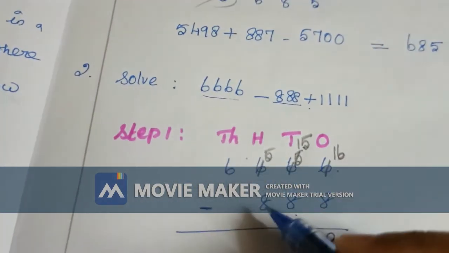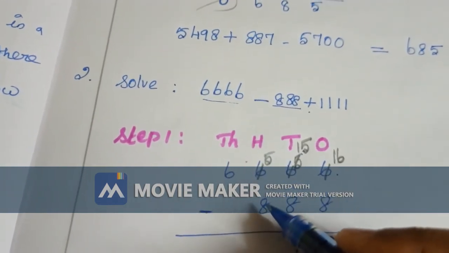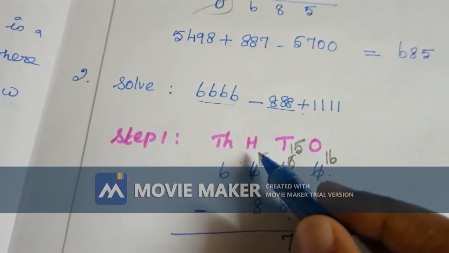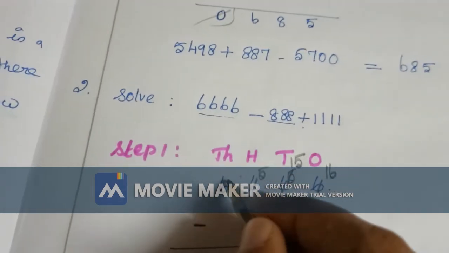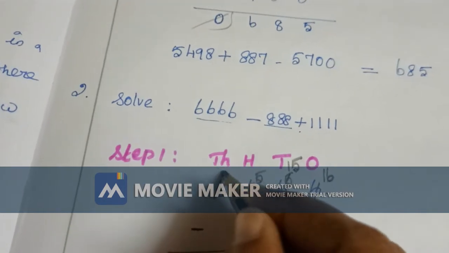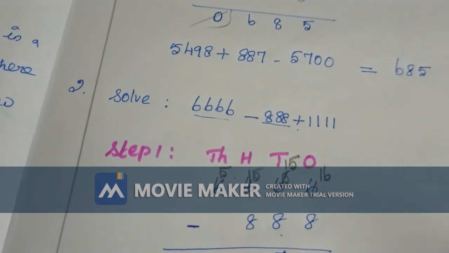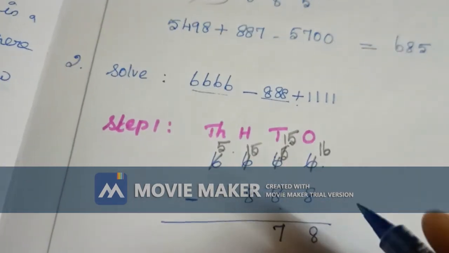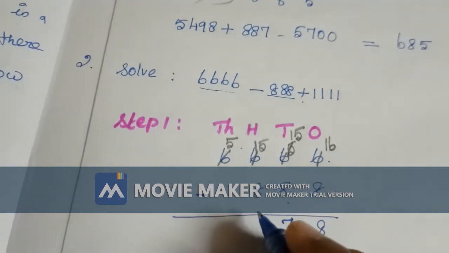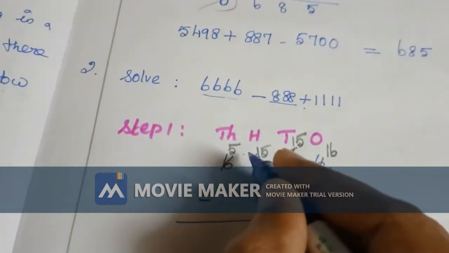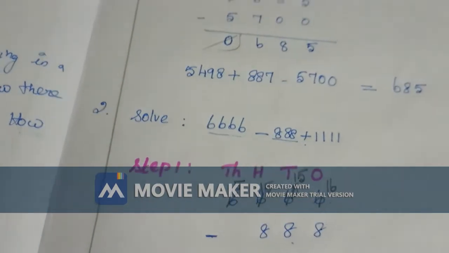Then subtract the values in the hundreds place. Here also you can't subtract the number 8 from 5. So you have to borrow 1 from the thousands place. So here you get 5 and here you get 15. So 15 minus 8, the answer is 7. So write 7 in the hundreds place. And the remaining number is 5. So write this 5. Okay, children.